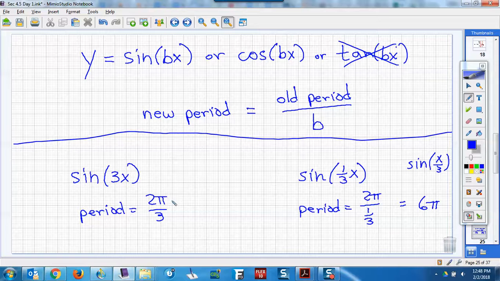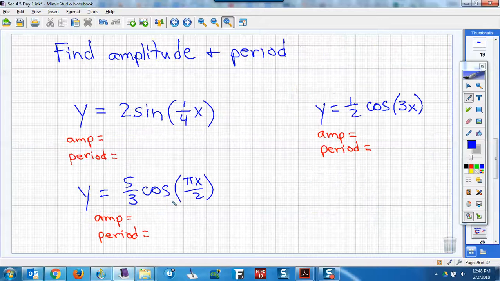Well, first let's do one other thing before we graph one. That's just how we find the new period whenever we've compressed the sine or cosine graph. So let's do 3 quick problems here. Your homework's not very long, and it has 2 different parts. The first part is they're going to give you an equation and ask you what's the amplitude and what's the period. So based on what we just talked about, see if you can get those.